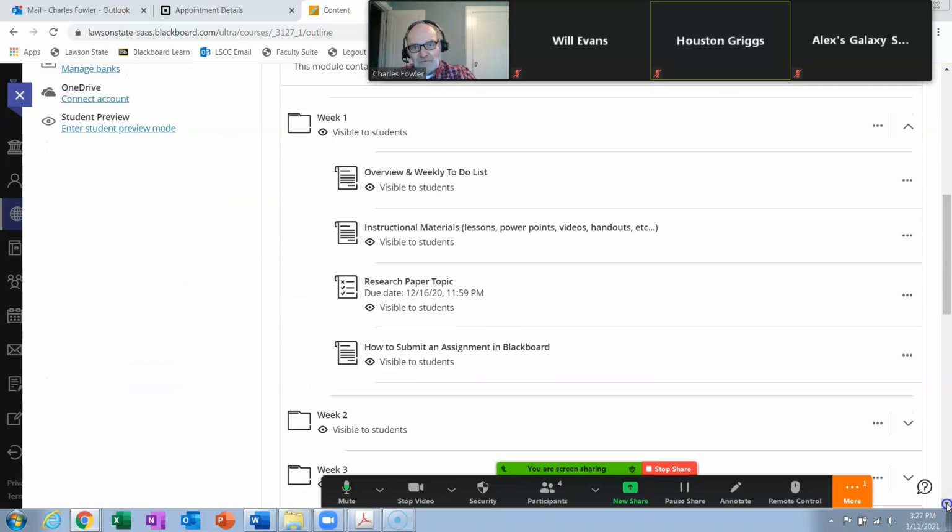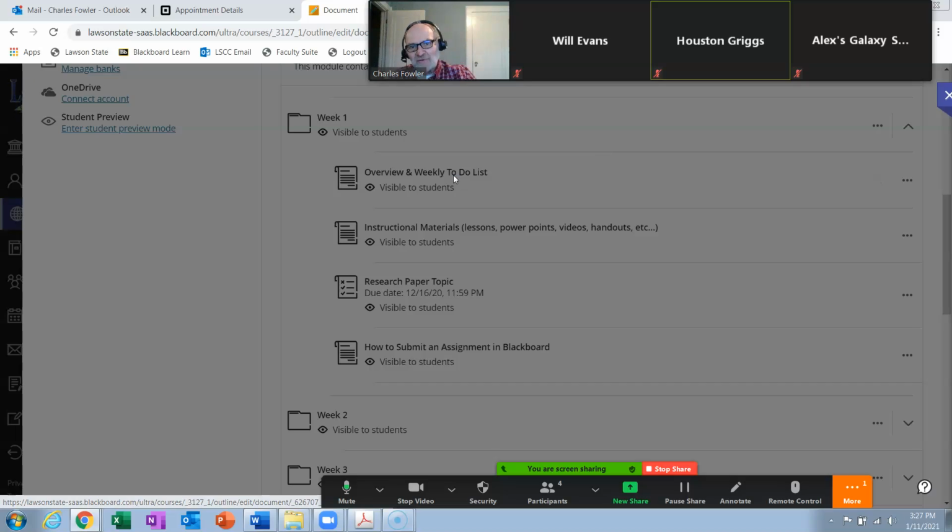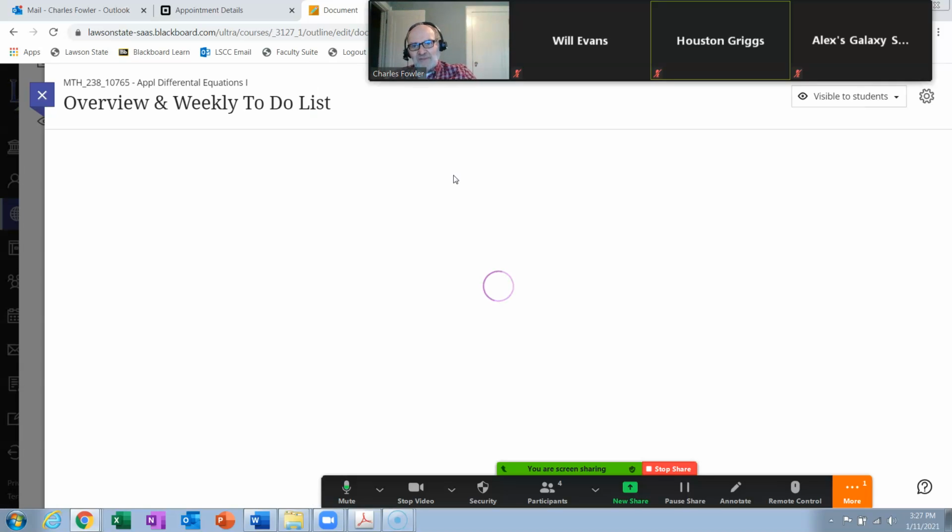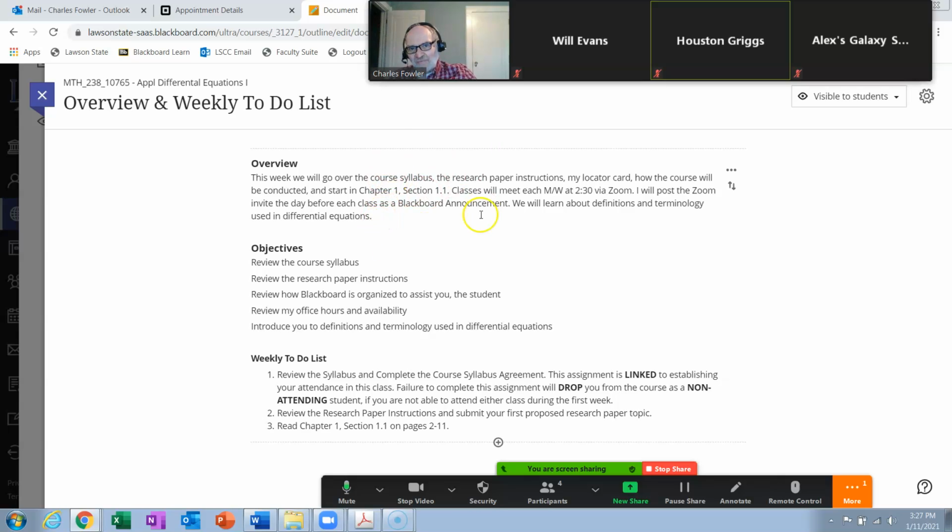Here is an overview of week 1, overview and weekly to-do list. Now I took out a lot of the junk they had in here, so this is bare bones. This is the overview. What we're doing now is going over the syllabus. I required a research paper. I doubt if she will. I wouldn't suggest that she would. She's an adjunct instructor. She doesn't need to be doing that.